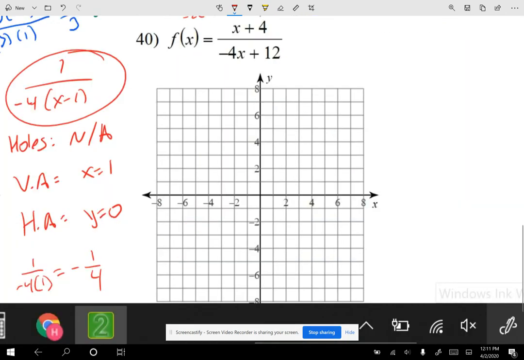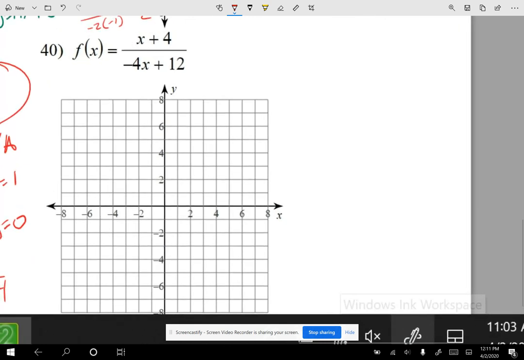Lastly, let's take a look at number 40. Factor if possible. So I have x plus 4 on the top. At the bottom, let me factor the -4. That way I have the x by itself. I have x minus 3.